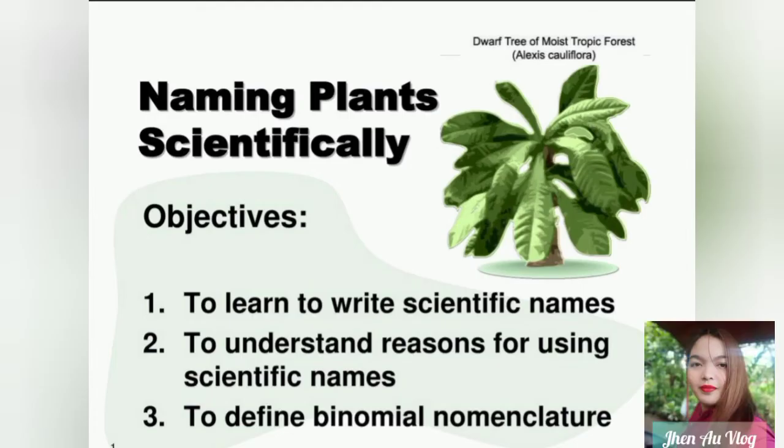Naming plants scientifically. The first objective is to learn to write scientific names. Second is to understand the reasons for using scientific names. And third is to define binomial nomenclature.